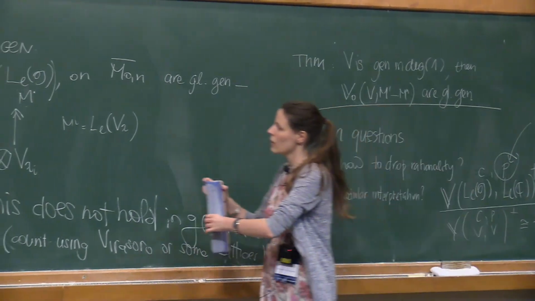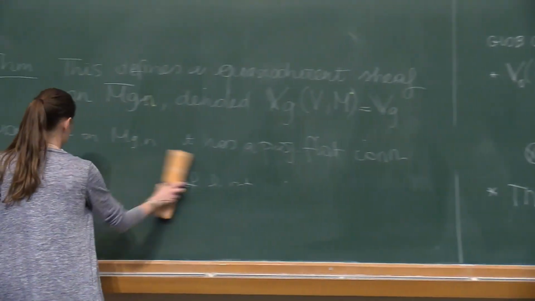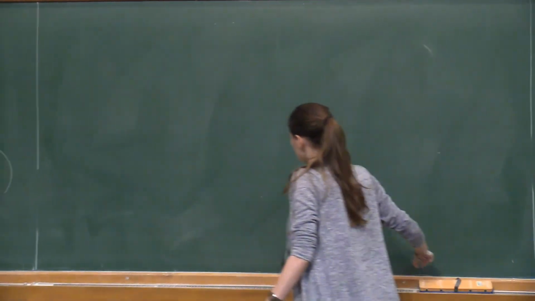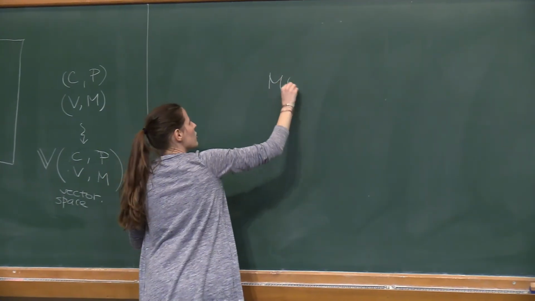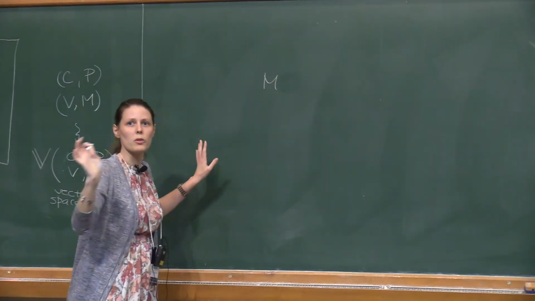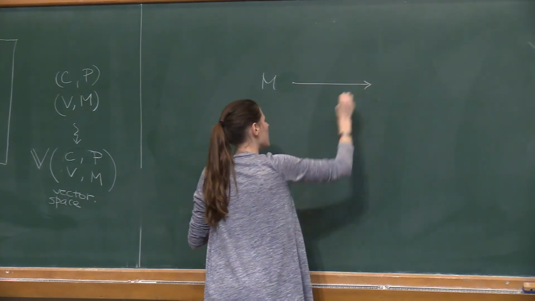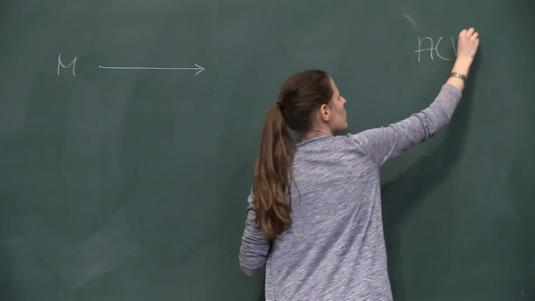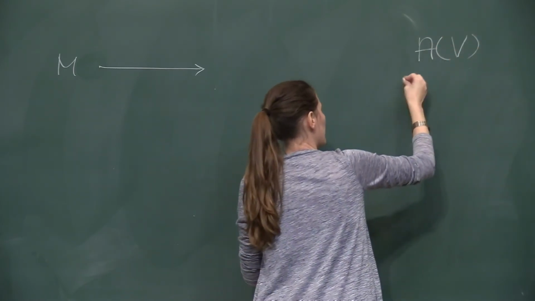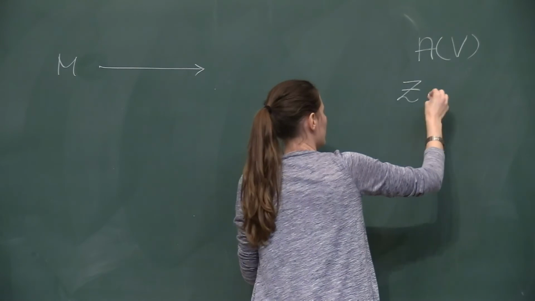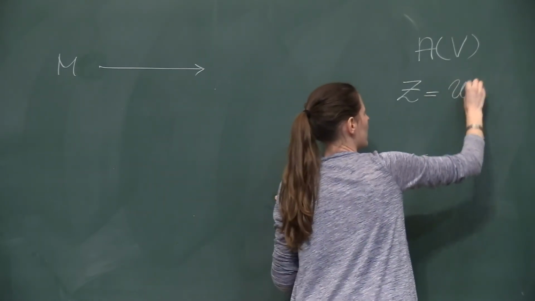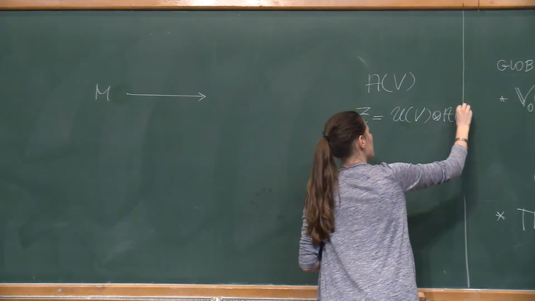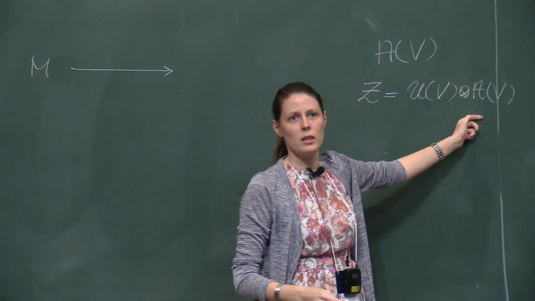Okay, so what we have is, let's just say you have only 1 point. Suppose you start with 1 point. And what you have is that you can take, well, A of V is the chiral algebra, and let me call maybe Z the following thing. So I take the enveloping algebra of V. So I induce a V module from A of V.